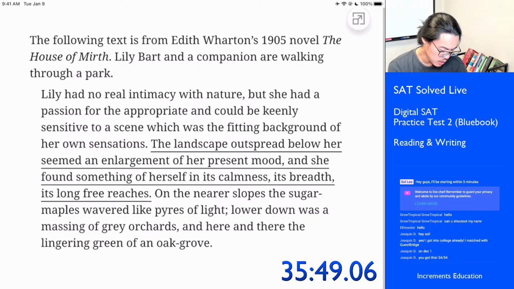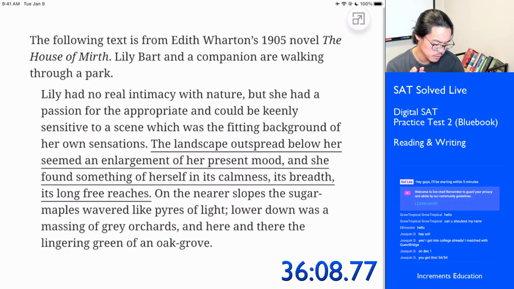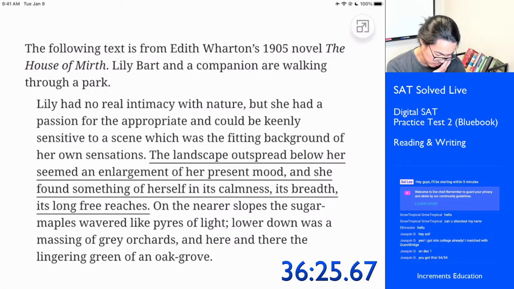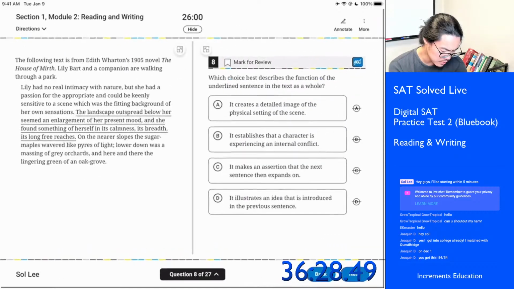This is a similar question. They're walking, Lily, Bart, and companion. Okay, Lily is walking through a park. No intimacy, passion, scene, fitting the landscape, and an enlargement of her present mood. Found something of herself in the calmness of her garden. On the nearer slopes, the sugar maples wavered. Lower down was the... So in context of this whole thing, it's an example of her being sensitive to the scene.